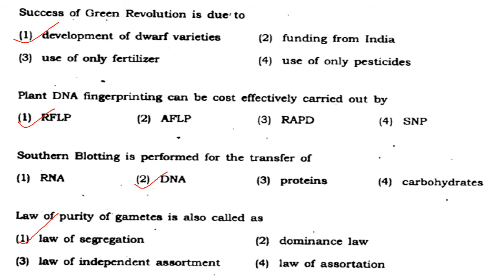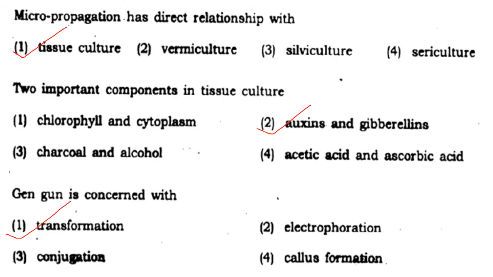Next one, southern blotting is performed for the transfer of option 1 RNA, 2 DNA, 3 proteins, 4 carbohydrates. Answer is option 2 DNA. Law of purity of gametes is also called as option 1 law of segregation, 2 dominance law, 3 law of independent assortment, 4 law of assortation. Answer is option 1 law of segregation.